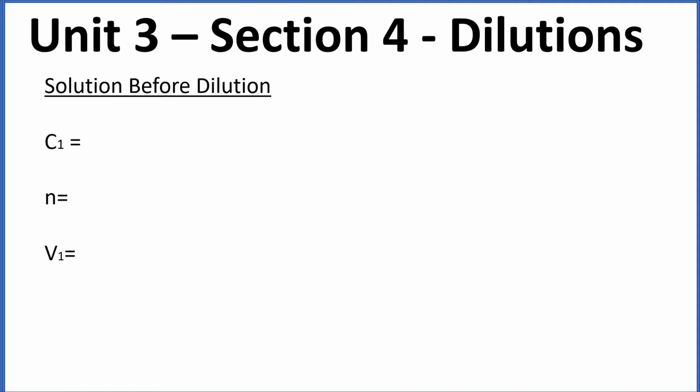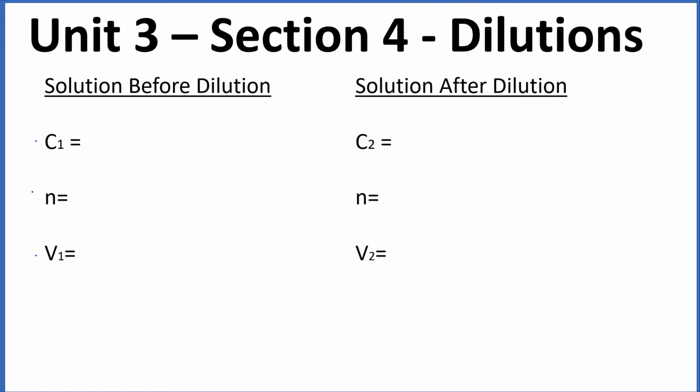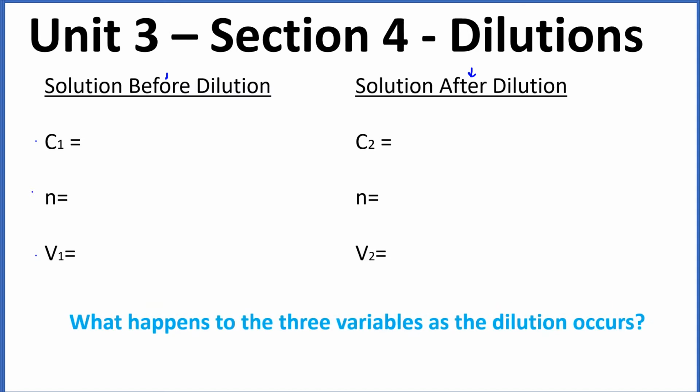So let's take a look at a situation here. We've got a situation where we're going to dilute something, whatever it is. There's a concentration, moles involved, and a volume. Doesn't matter what they are. Just picture any solution in your mind, and we're going to dilute it. So we're going to have an after solution. So we've got a before here and an after. So picture that in your mind. And my question is, what happens to our three variables as we do this dilution?